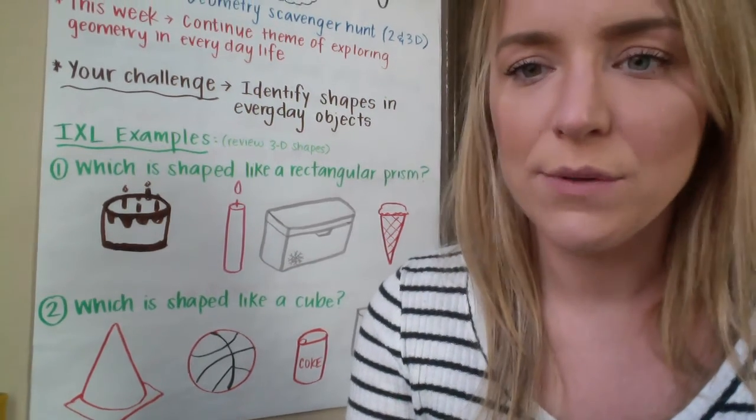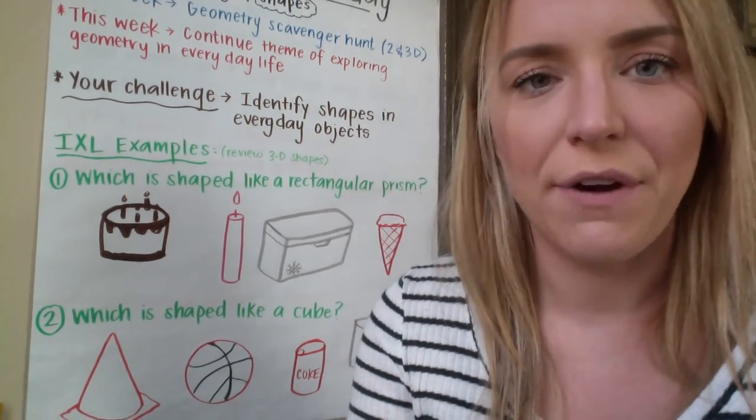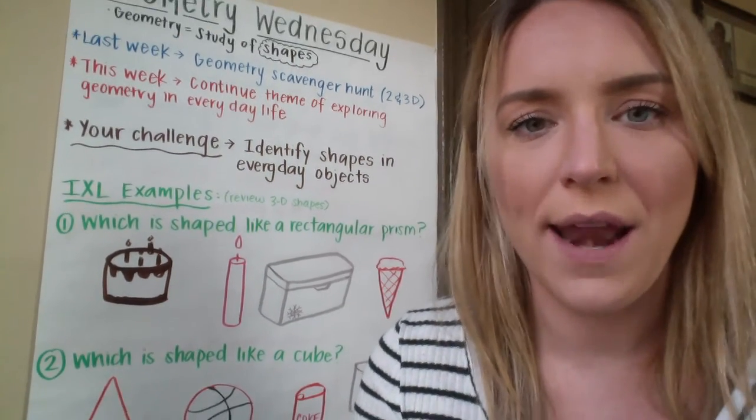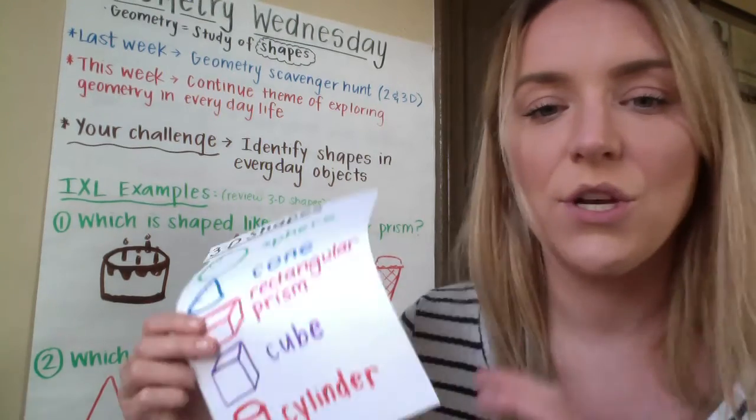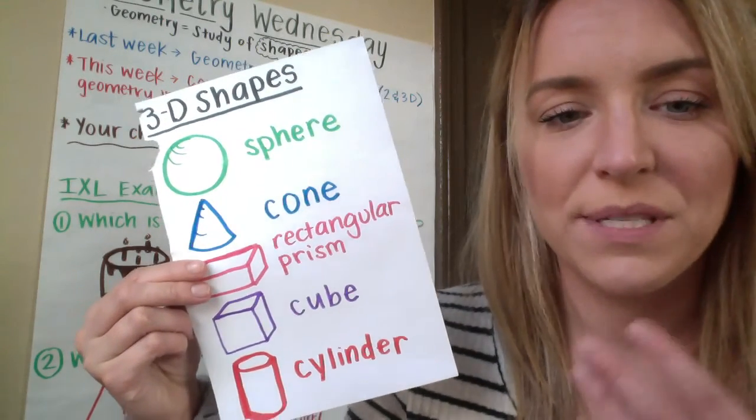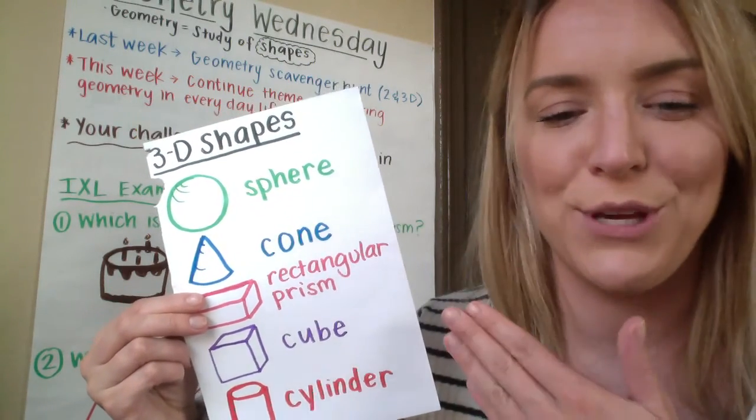All right, guys, once again, your challenge is just to identify shapes in everyday objects on IXL. You're going to be encountering a lot of 3-dimensional objects. So remember your 3D shapes: sphere, cone, rectangular prism, cube, and cylinder.